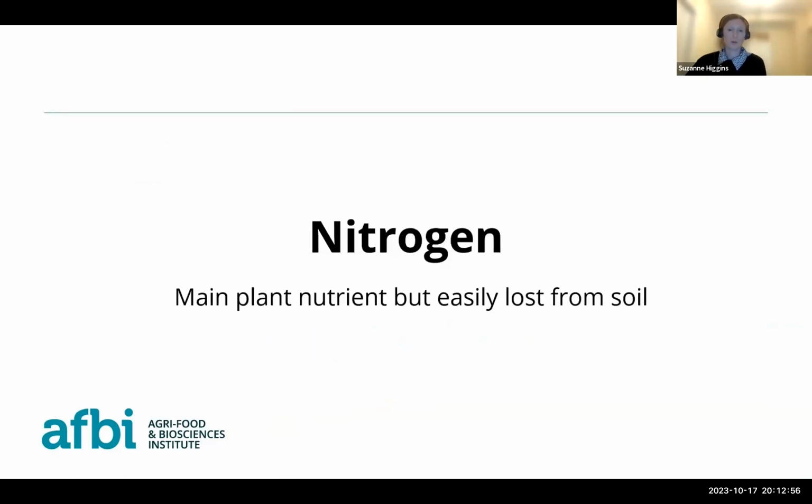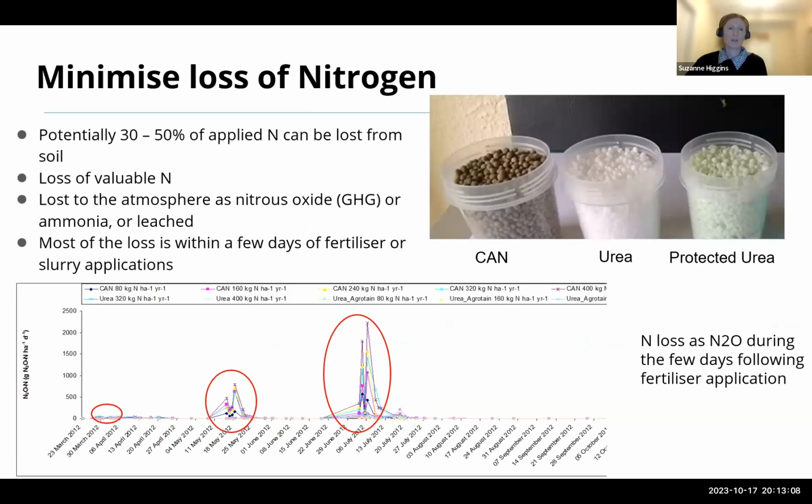So I'm now going to focus on nitrogen. So nitrogen is your main plant nutrient. So you really need the nitrogen to grow your grass. But the problem with nitrogen is it's really easily lost from the soil. Okay, so you can potentially lose 30 to 50% of the nitrogen you apply.